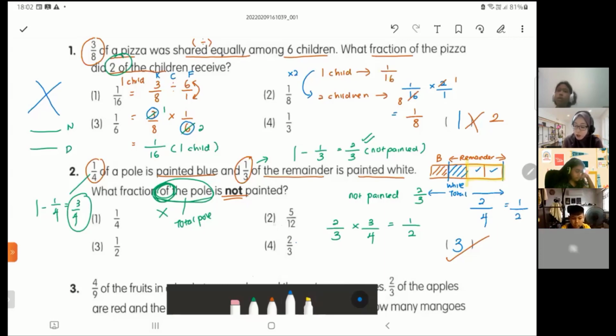So you can do the fraction method here. Fraction of, or the remainder concept via the model. Just now we did this also, right? Okay, so good job. My Sarah got it right.